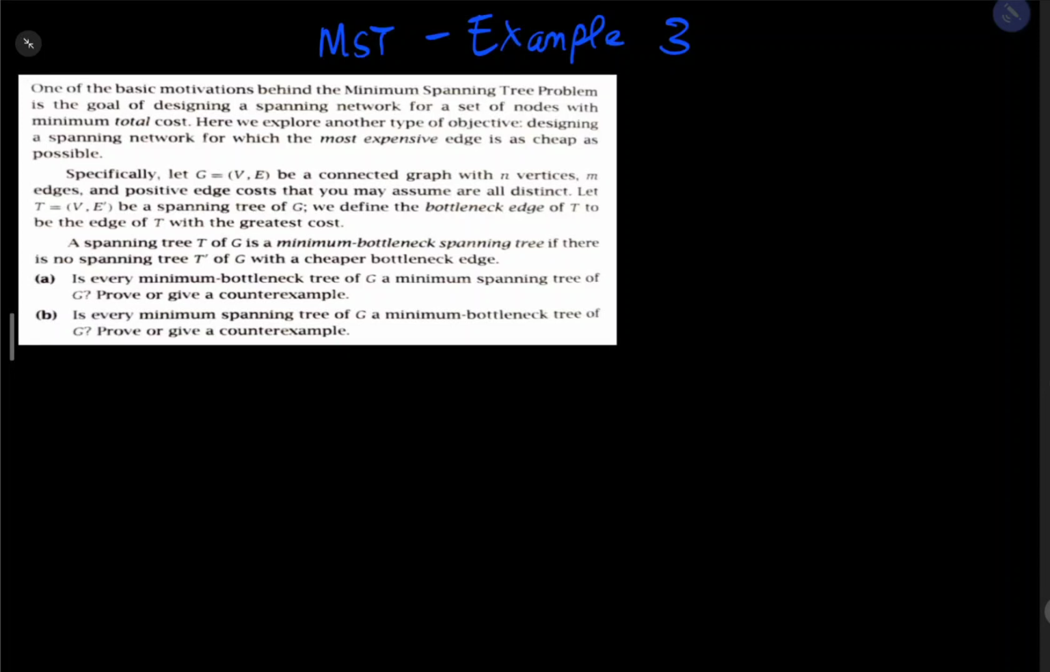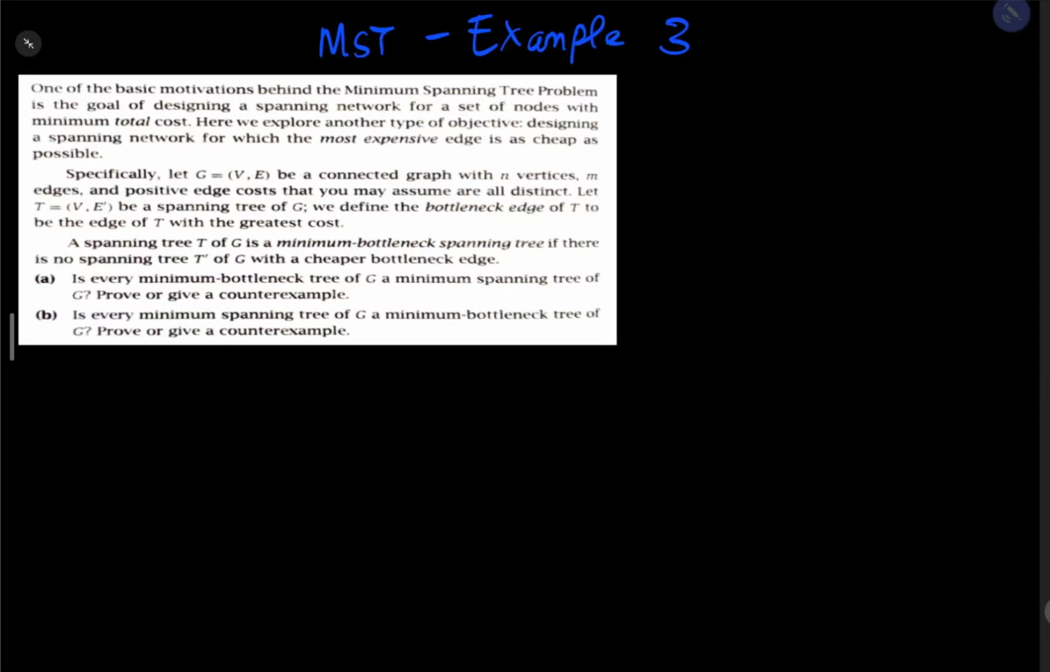Before we actually start to write something, I need you to take note of this definition. In the question, it says a spanning tree T of G is a minimum bottleneck spanning tree if there is no spanning tree of G with a cheaper bottleneck edge. We can say that a tree is a minimum bottleneck spanning tree if there is no other spanning tree from the graph that has a cheaper bottleneck edge.